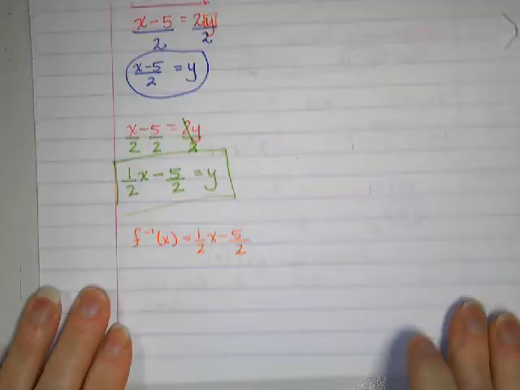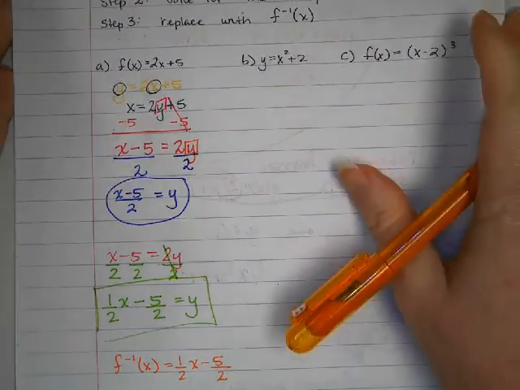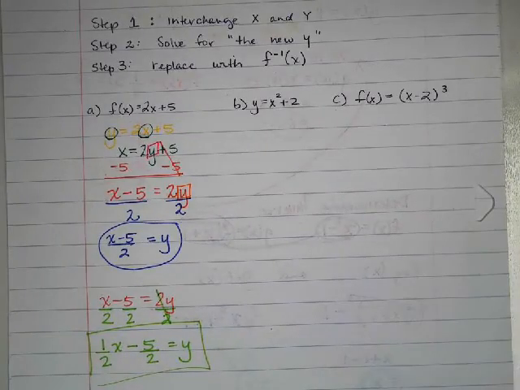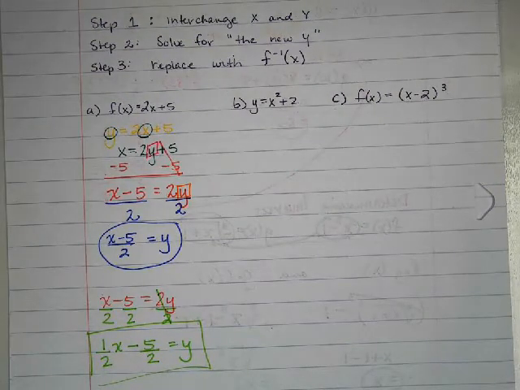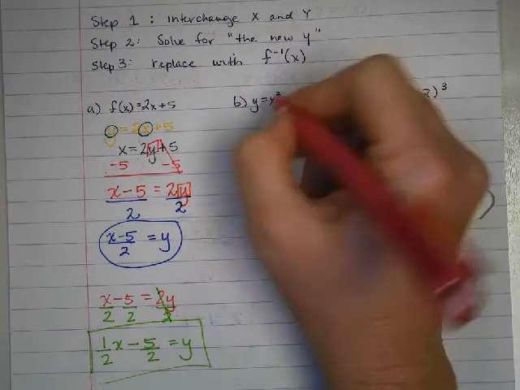All right, so let's try another one. Looking at b, now, before I even start, is this going to be a one-to-one function? No. And the reason it's not is because it's a parabola, and we already talked about the fact that the parabola fails the vertical line test. So it won't be a one-to-one function, which means at the very end I will not put back the f to the negative 1 notation.